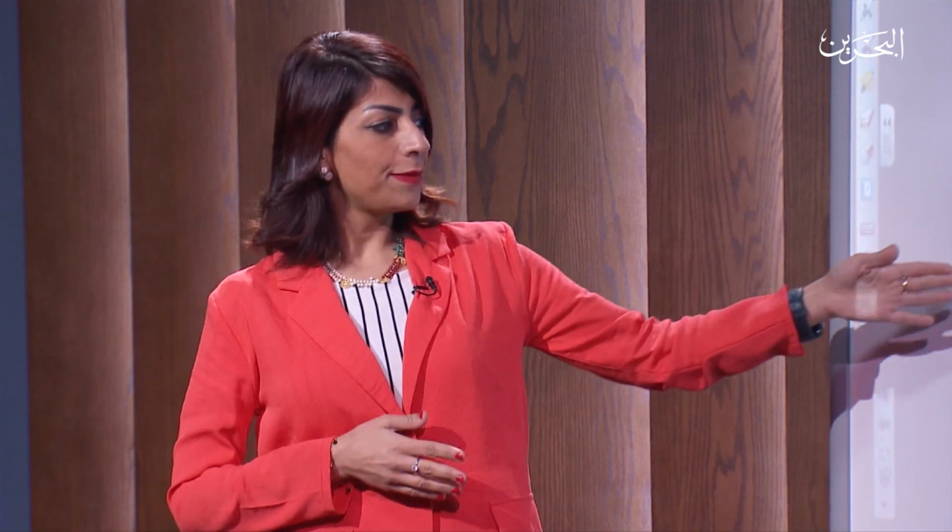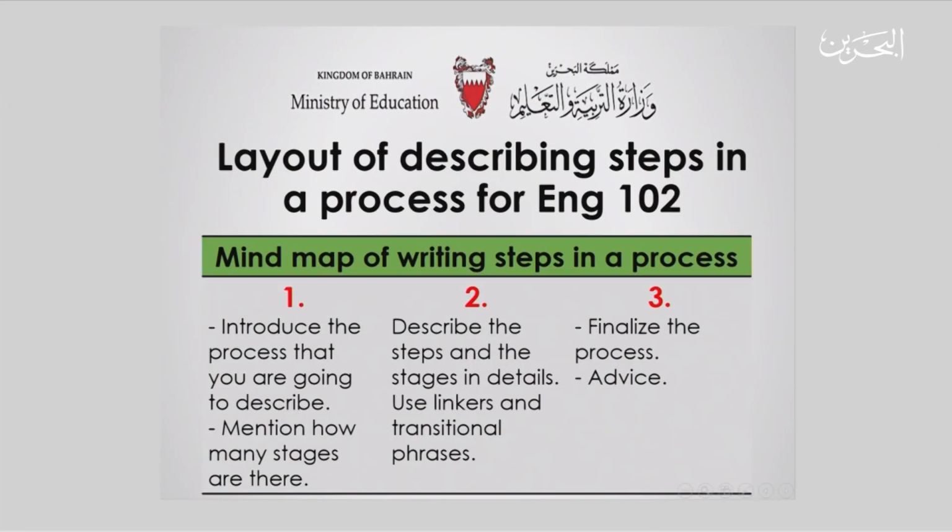The first paragraph, as you can see, my dear students, is an introduction. What do I introduce? I have to introduce the process that you are going to describe. And I have to mention how many stages you are going to explain. For example, I can say that there are 6 stages or there are 8 stages. Of course, it depends on the process that you are describing.